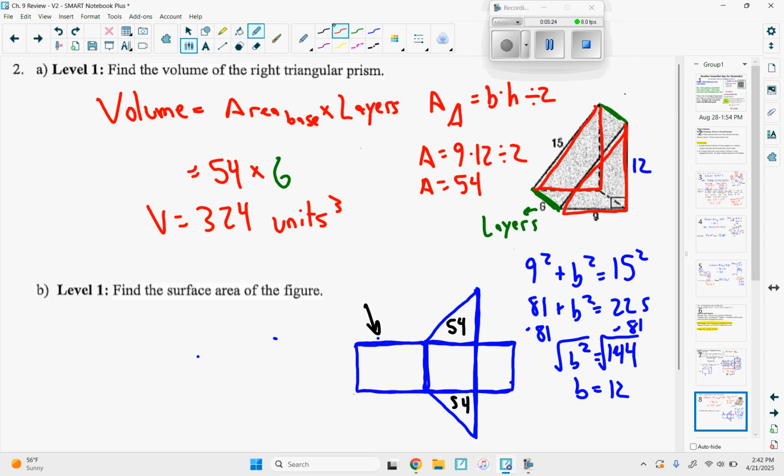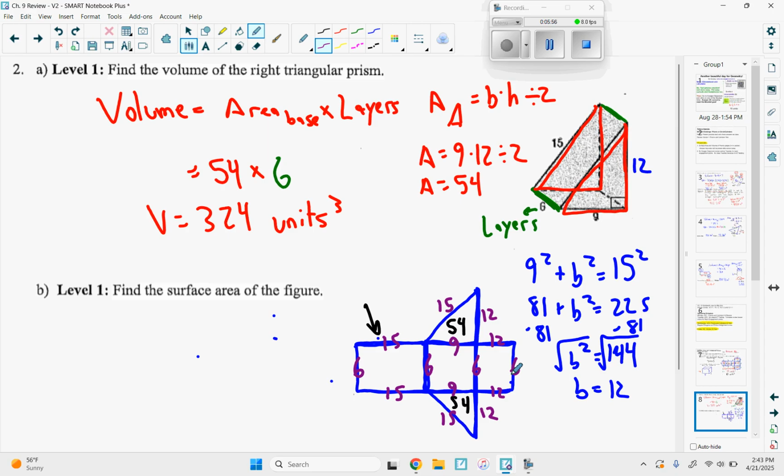And then to do the other rectangles, we want to make sure we add in the dimensions that we had. So this was 15. The base of the triangle is 9. Height was 12. 9, 12, 15. This is 12, 12. This will match up with the 15. And then we have our layers. 6 is this dimension here.